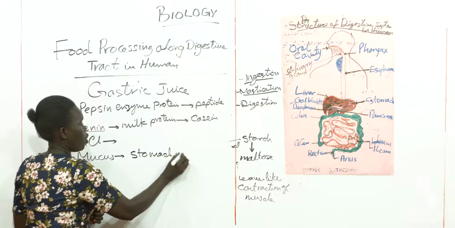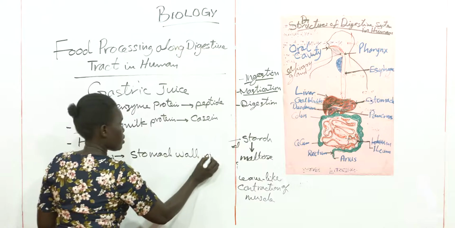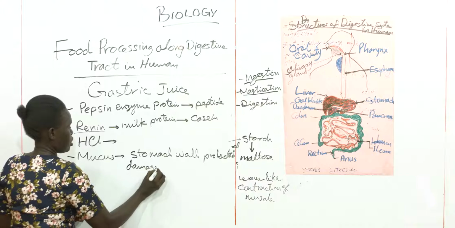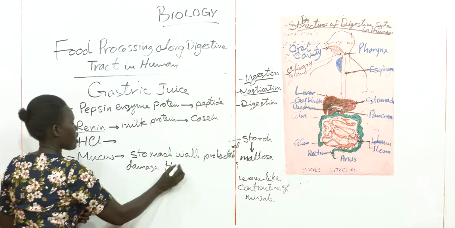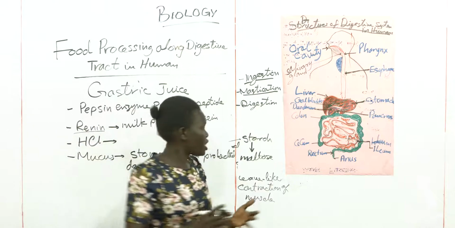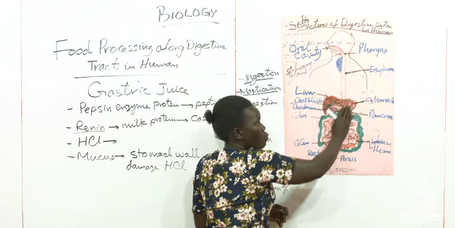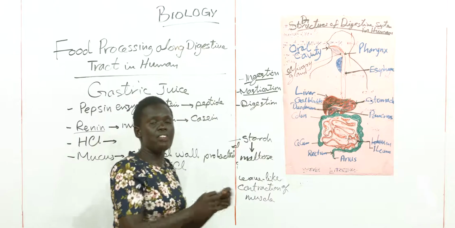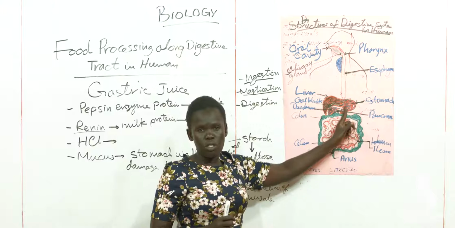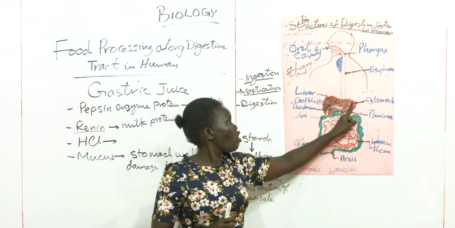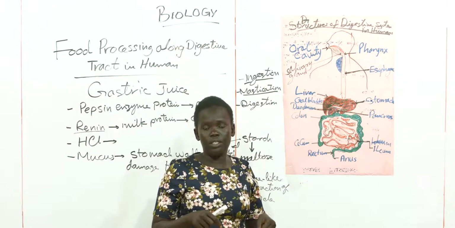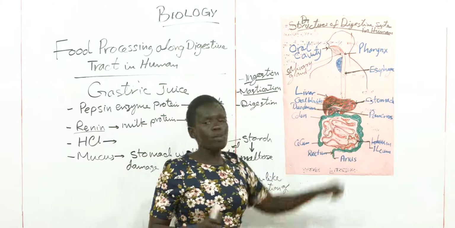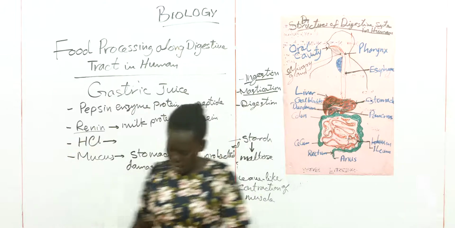The stomach wall is protected from damage. This damage can be caused by what? By hydrochloric acid. Because if the surface of the stomach is not covered with the mucus, then this hydrochloric acid, being an acid, will have direct contact with the tissue of the stomach and can destroy it. That's why the function of mucus is to protect the wall of the stomach from the damage that may be caused by the hydrochloric acid.